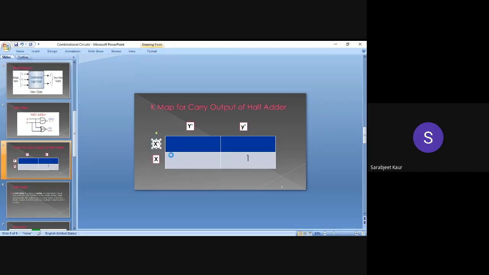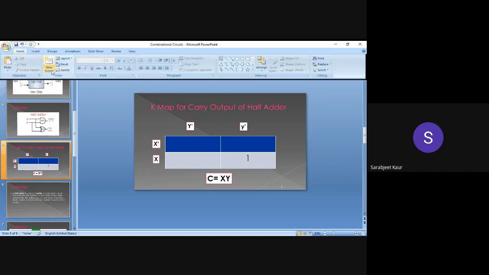So what will I have as the output? Is any grouping possible? No, ma'am. So what is the Boolean expression that I'll get? Carry is equal to XY. Any problem? No, ma'am. Right? Okay.